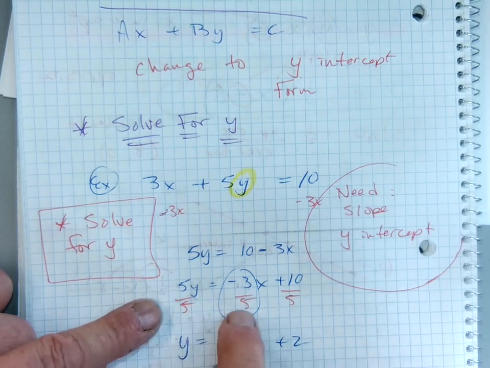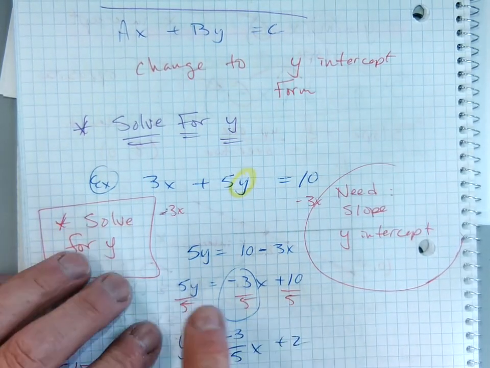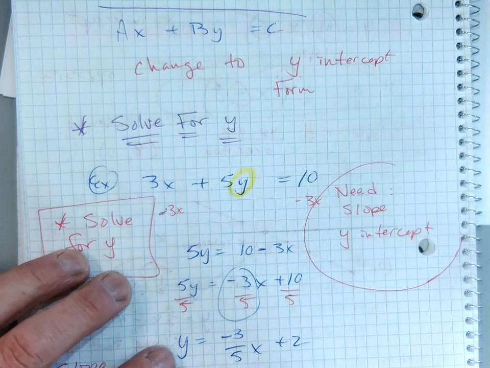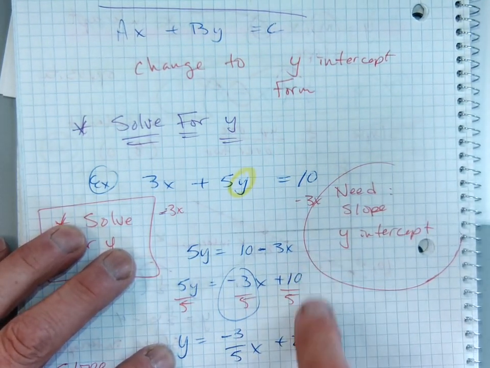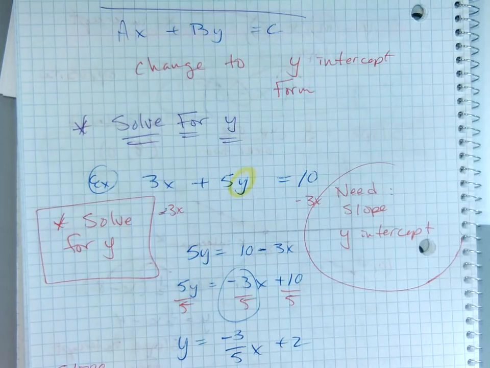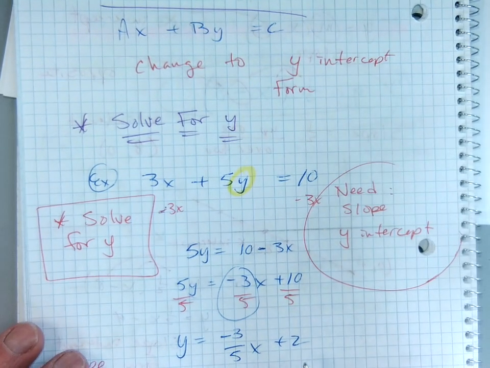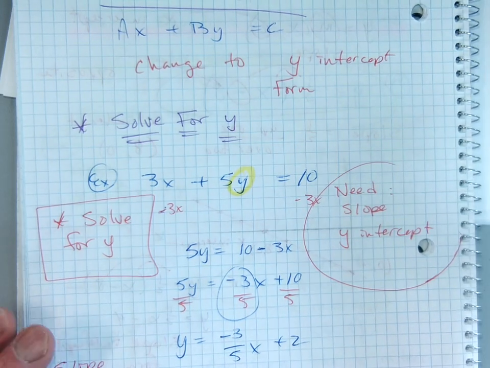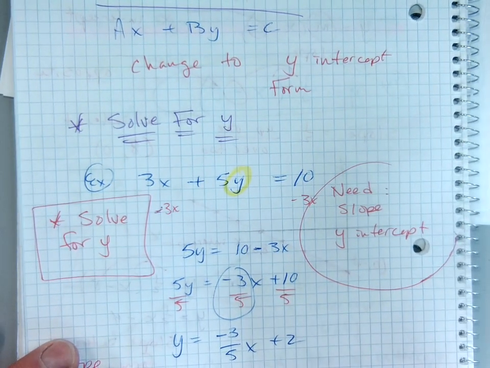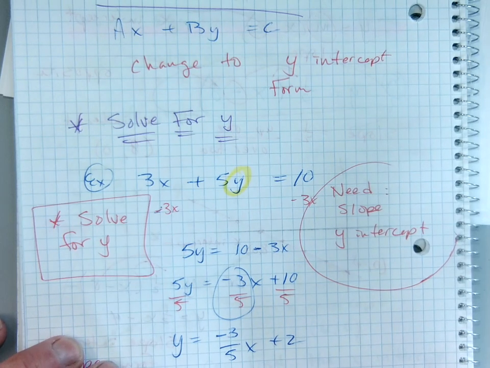Then I divide by 5, divide by 5, divide by 5. That cancels out the 5, so I have y. Negative 3/5 is a fraction. I like that because that's my slope. And then plus 2. So then from here I get it. It's pretty easy. I have my y-intercept at 2, and I can go down 3 over 2, down 3 over 2. If I need the x-intercept, I set it equal to 0.